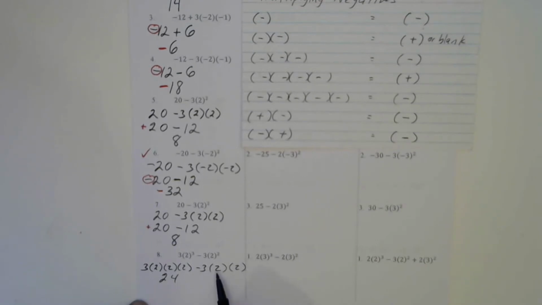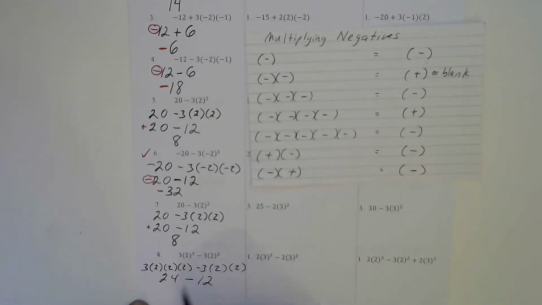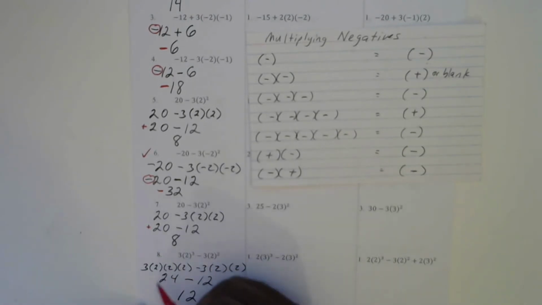Here we have 3 times 2 is 6, and 6 times 2 is 12, so this will be a 12. This has one negative for multiplication, and one negative is going to be negative. So this will be negative. So these are different signs, so we're going to subtract. So 24 take away 12 is 12. And then the bigger sign wins. Well, the 24 is bigger, and it's positive. So this will be a positive 12.